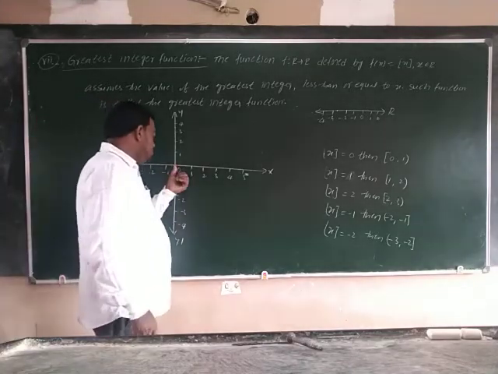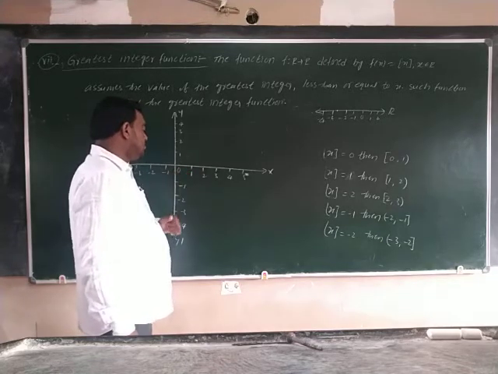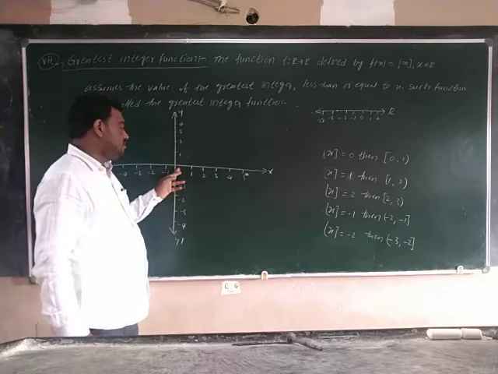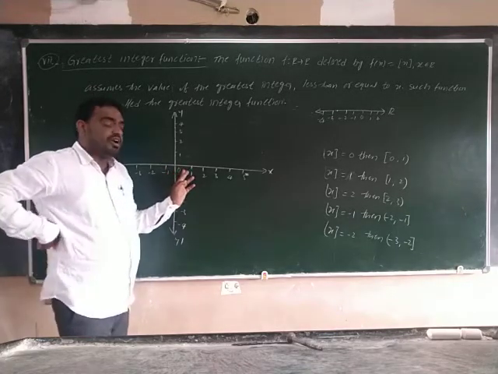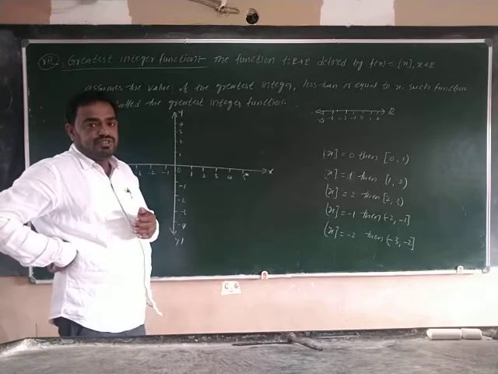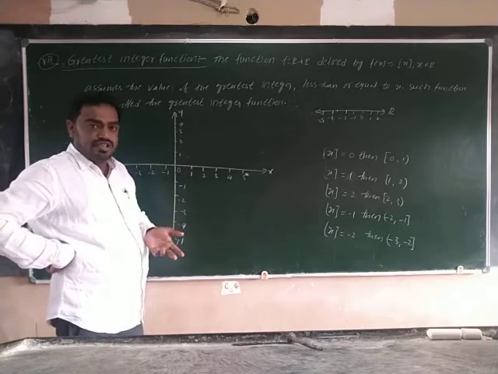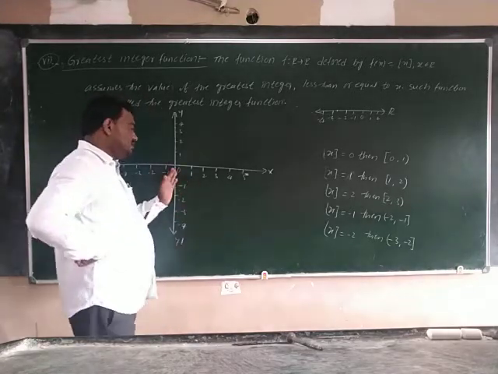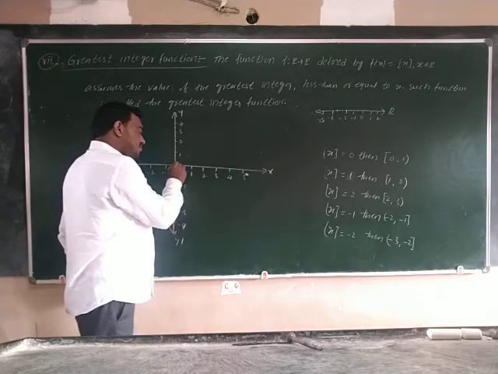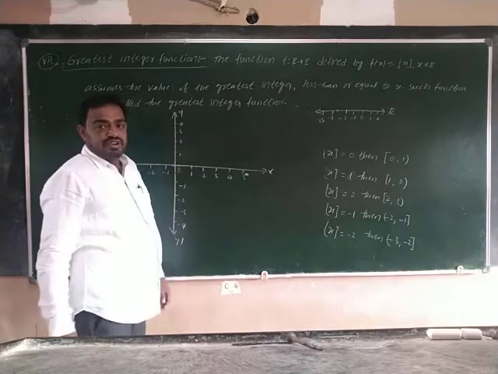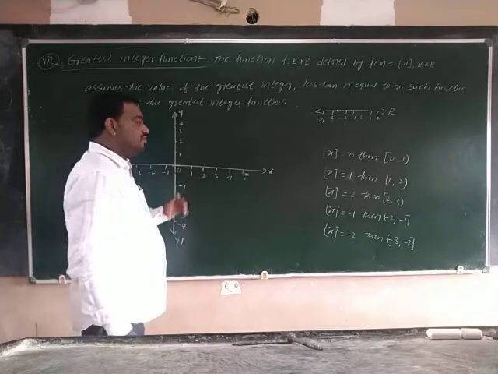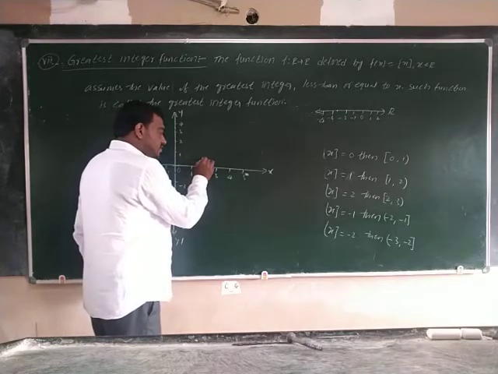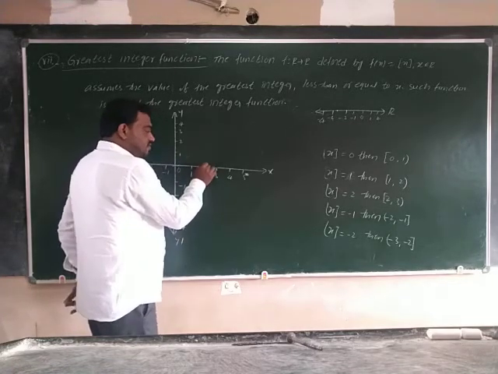See, in 0 to 1, greatest integer of 0 is equal to 0. Greatest integer of 0.1 is 0. Greatest integer of 0.001 is 0. So up to here, this is 0 to 1, that means y equal to 0 only. Okay. Next, 1. Greatest integer of 1, greatest integer of 1.2, up to here, if you take up to 2 but not equal to 2, these give the values.